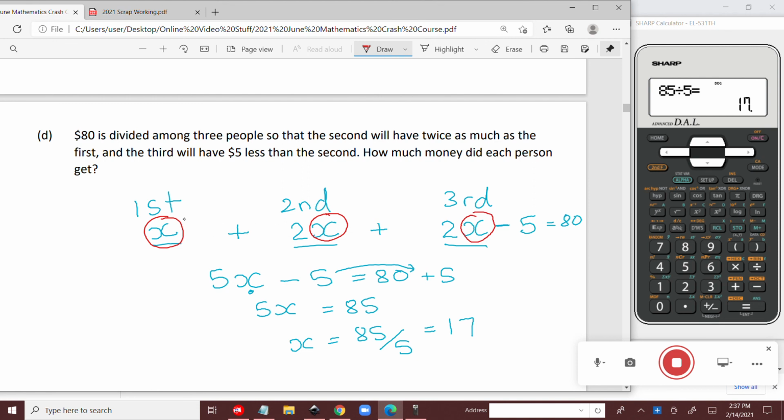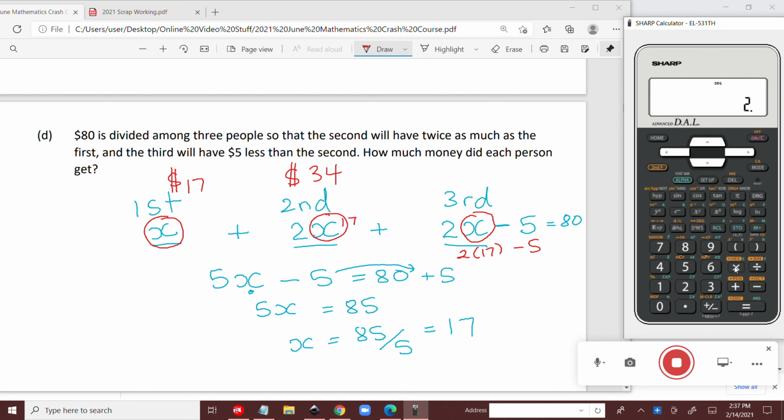To figure out how much each person got, we just have to replace all the x's here with 17 and work each piece out. The first person only has x, so he got $17 for sure. The second person got 2x, so if we replace the x with 17, 2 by 17 is 34. And this person got 2x minus 5, so it's 2 by 17 minus 5. I don't know why I need a calculator for this, but I can't do this in my head right now. It's $29. You would think I'm a math teacher. All right, and that's the answer.